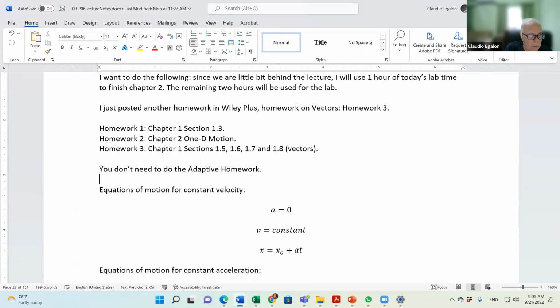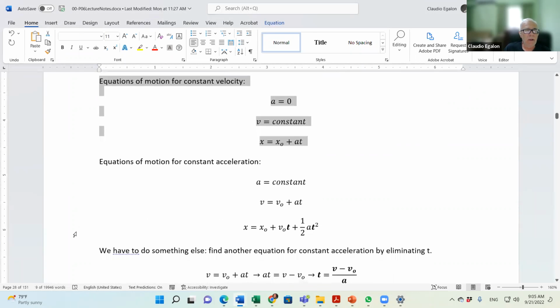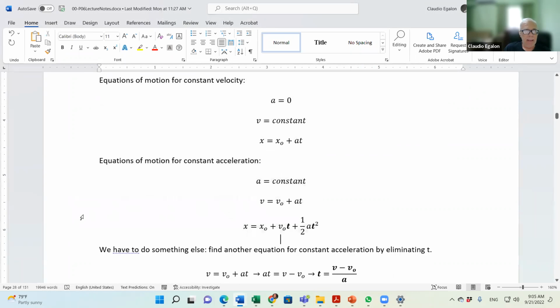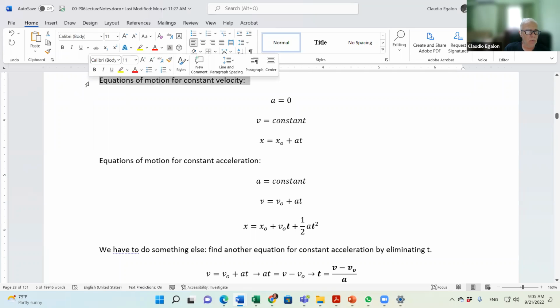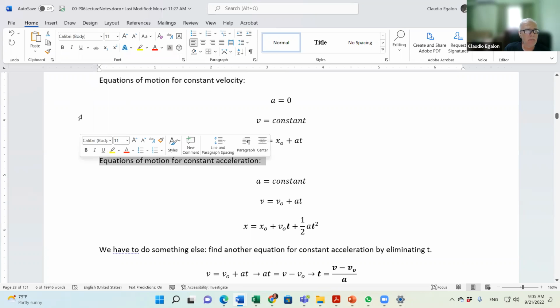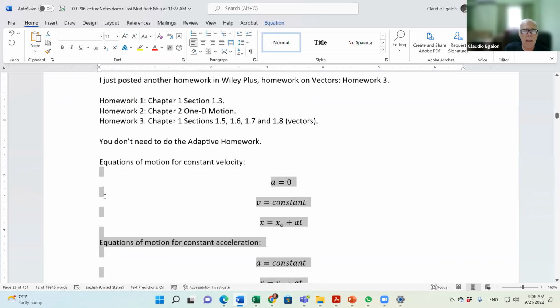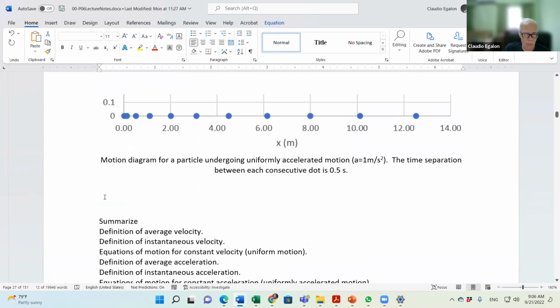So let's review quickly. I have reviewed before. Let's review it again. Now you have to know the equations of motion for constant velocity. You have to know the equations of motion for constant acceleration. Okay, and that's how they look. As you move from constant velocity to constant acceleration, the equations become a little bit more complicated, right? And I even put a table for you.